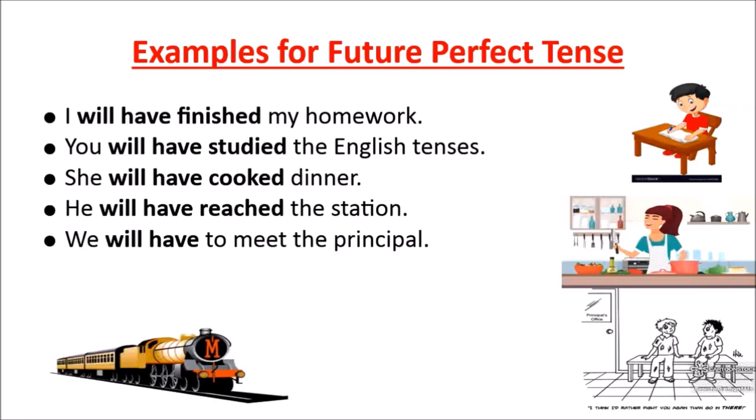Look at the next example. You will have studied the English tenses. So will have studied refers to future perfect tense. Look at the next example: She will have cooked dinner. So will have plus cooked; cooked is the verb 3. Look at the next one: He will have reached the station. Will have reached refers to future perfect tense.